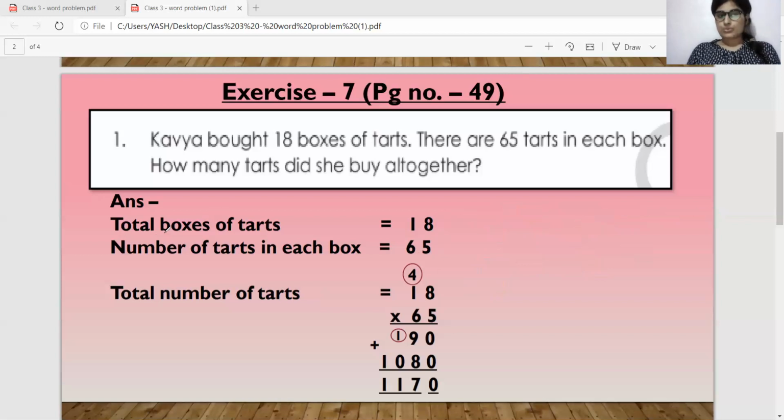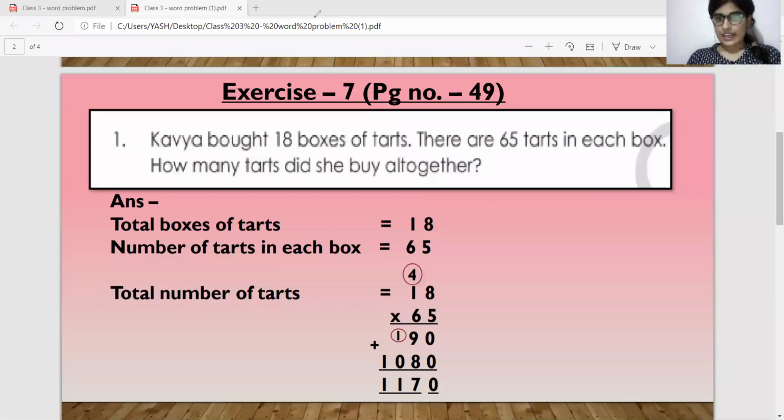Tell me, total number of boxes? 18. This is why I have written total boxes of tarts is equal to 18. Number of tarts in each box is equal to 65. So we need to find out the total number of tarts. How can we do this? We can multiply these two-digit numbers. 18 is a two-digit number and 65 is also a two-digit number. So how can we find the multiplication of these two-digit numbers? So let's start.